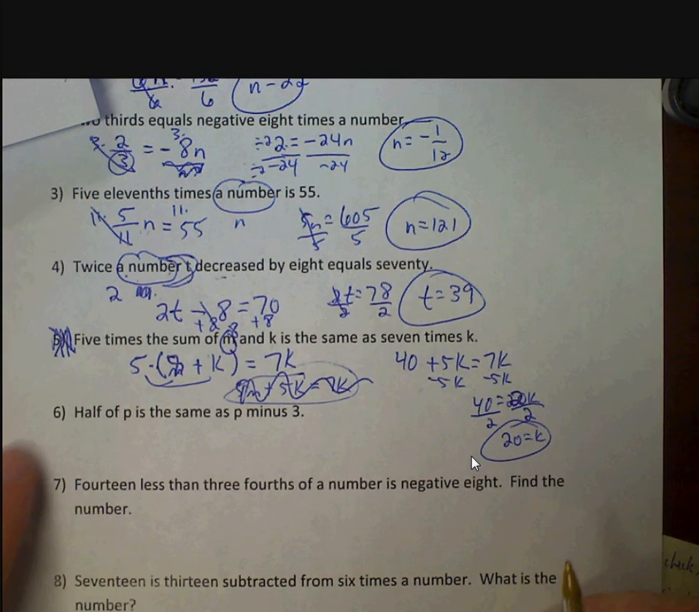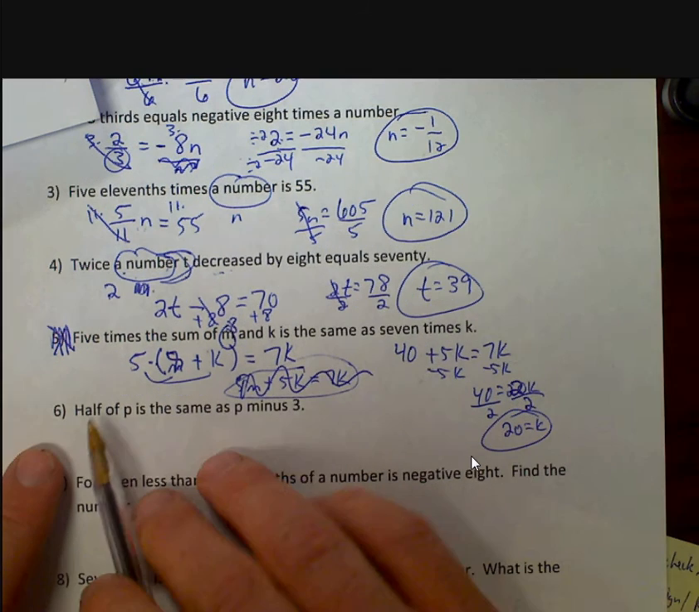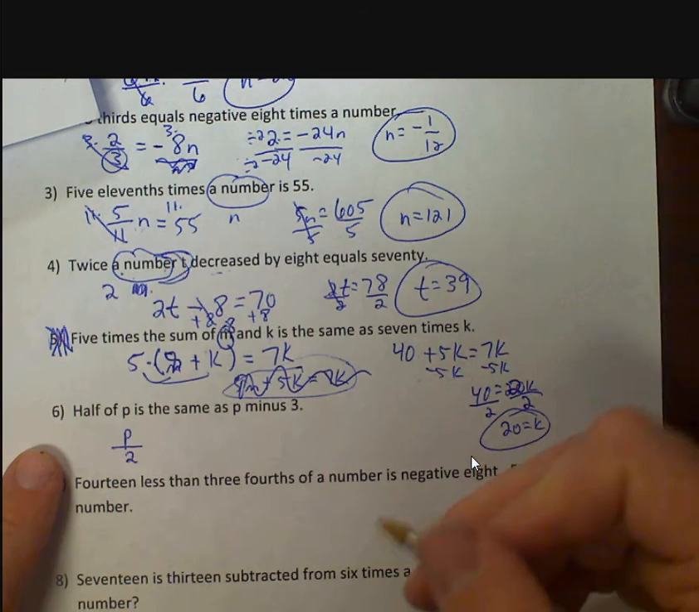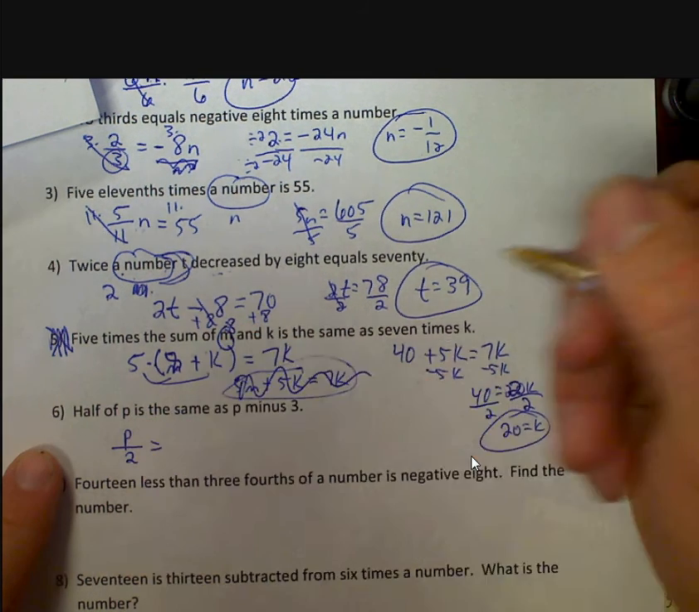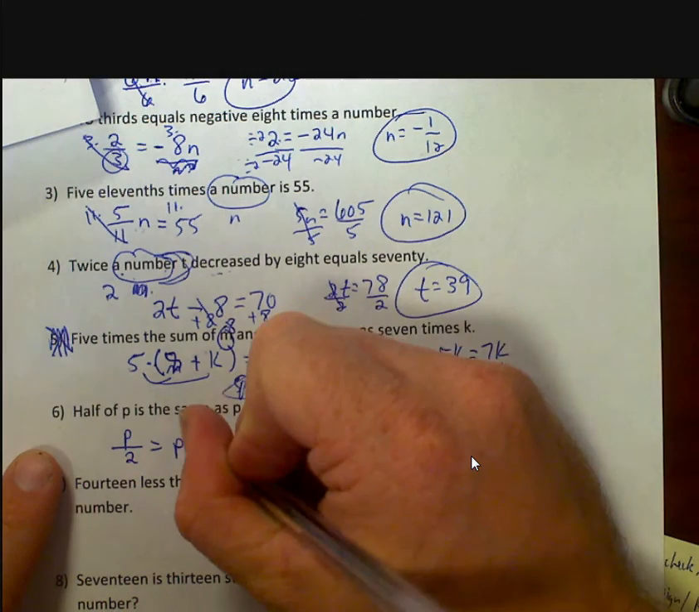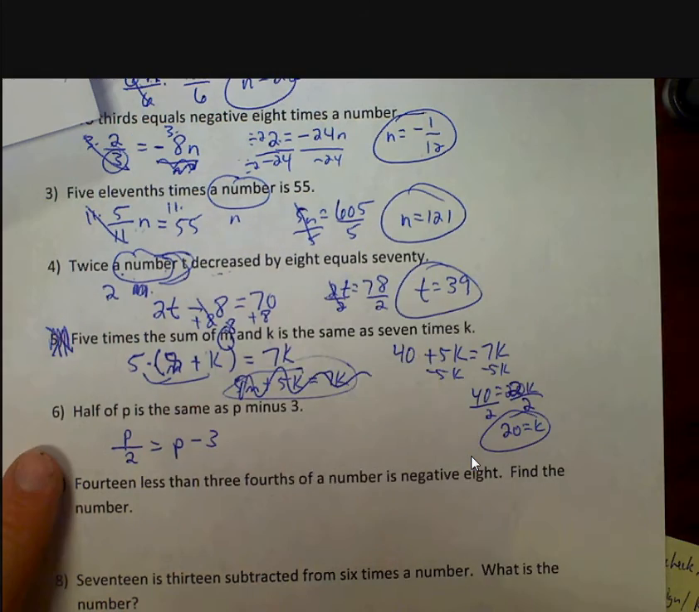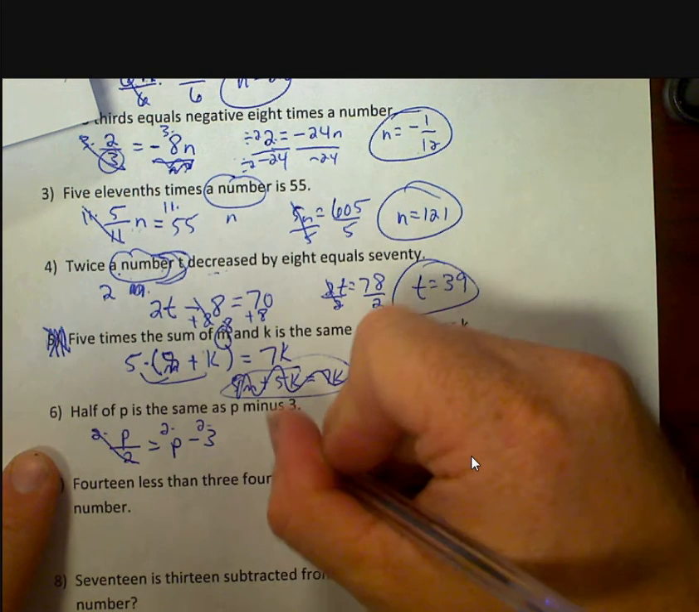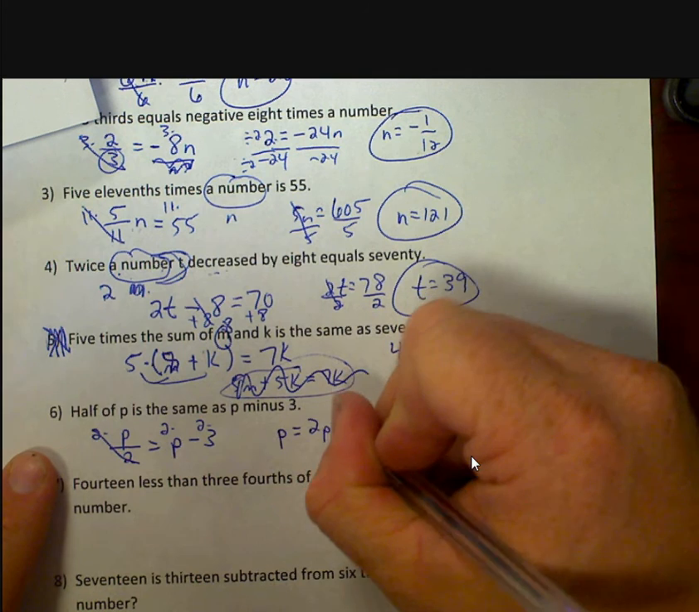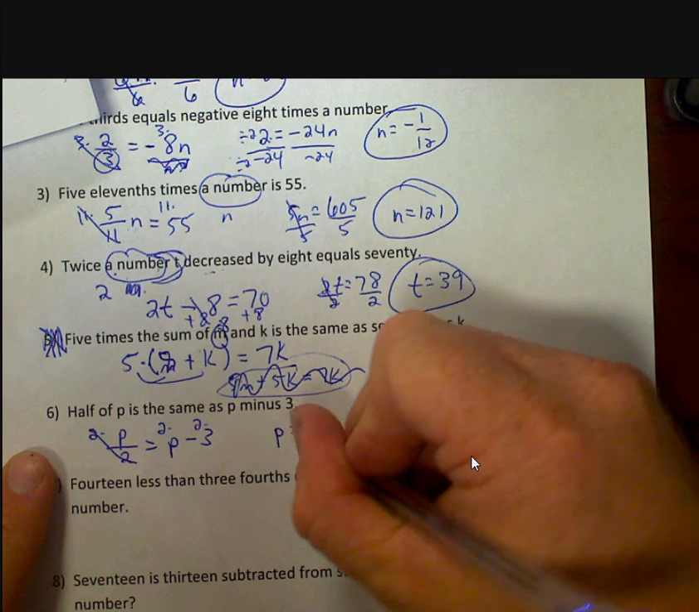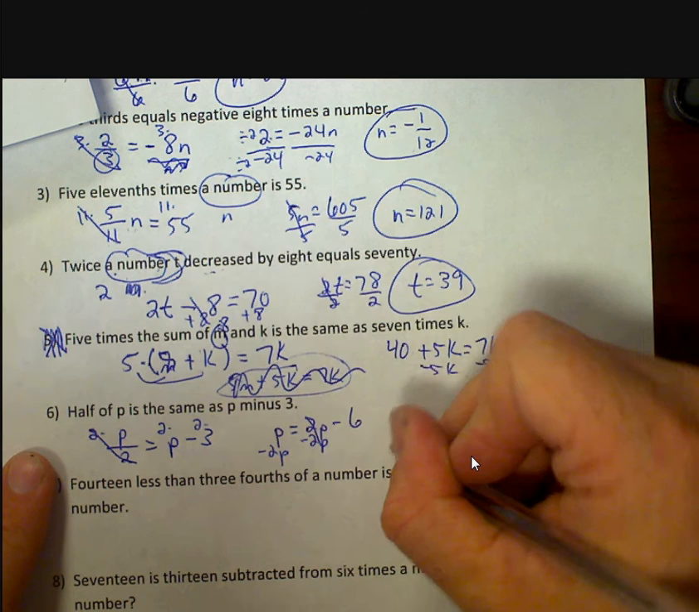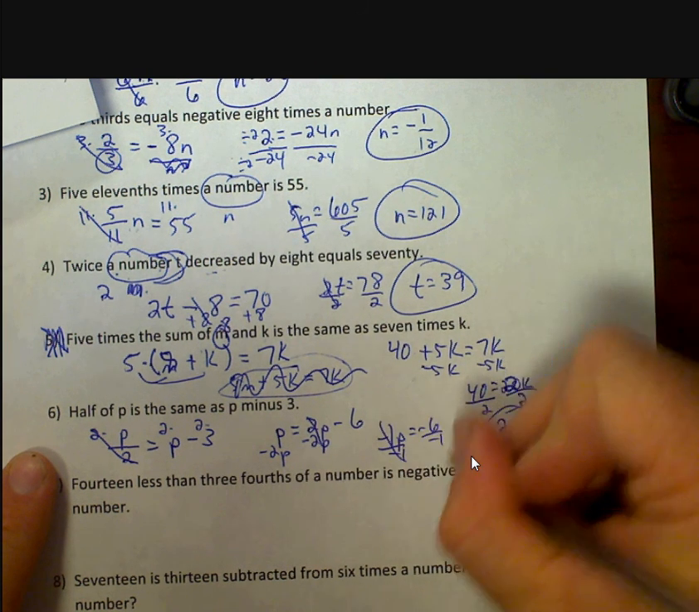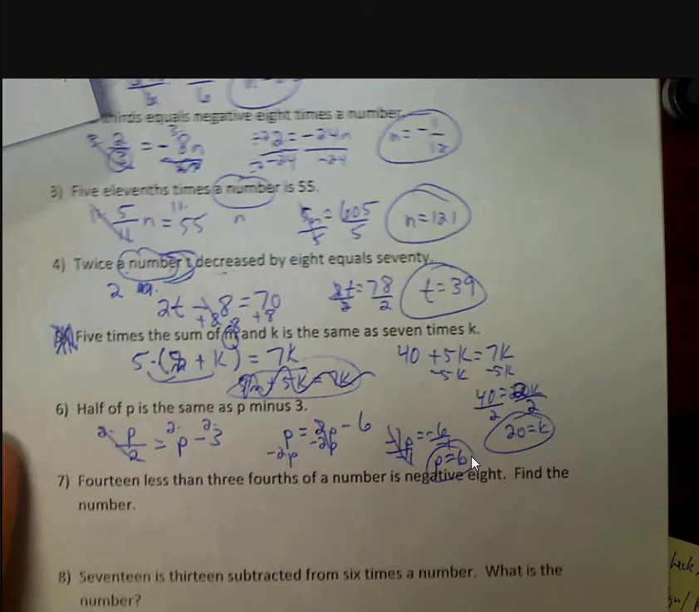I apologize. Number 6, half of p. Half of p would be p divided by 2 is the same as p minus 3. I can go ahead and multiply everything by 2. That leaves me with p equals 2p minus 6. I'm going to go ahead and subtract 2p. I get negative 1p equals negative 6. Divide by negative 1, p equals positive 6.